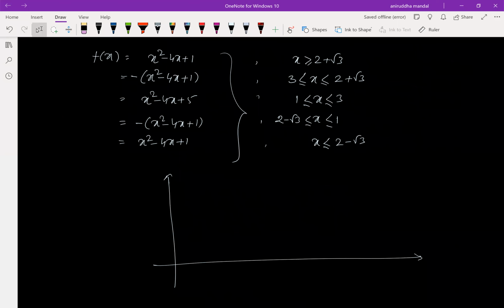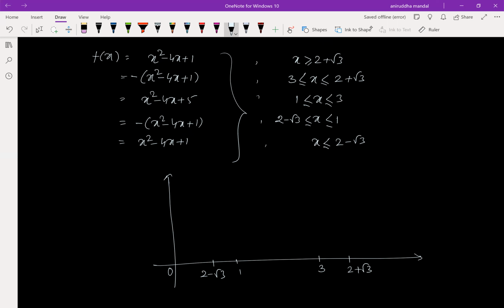So first, let's plot the equation. This is 0. So 2 minus root 3 means less than 1. So this is 1, and this is 2 minus root 3. This is then 3. This is 2 plus root 3.